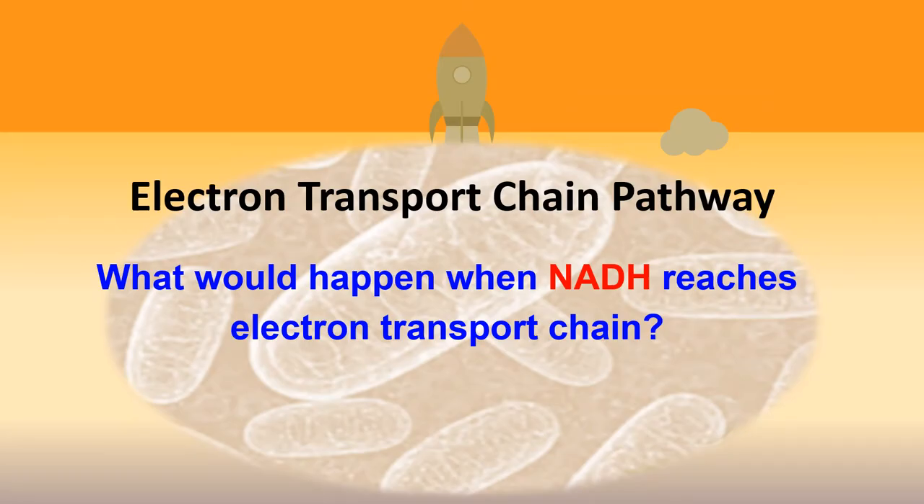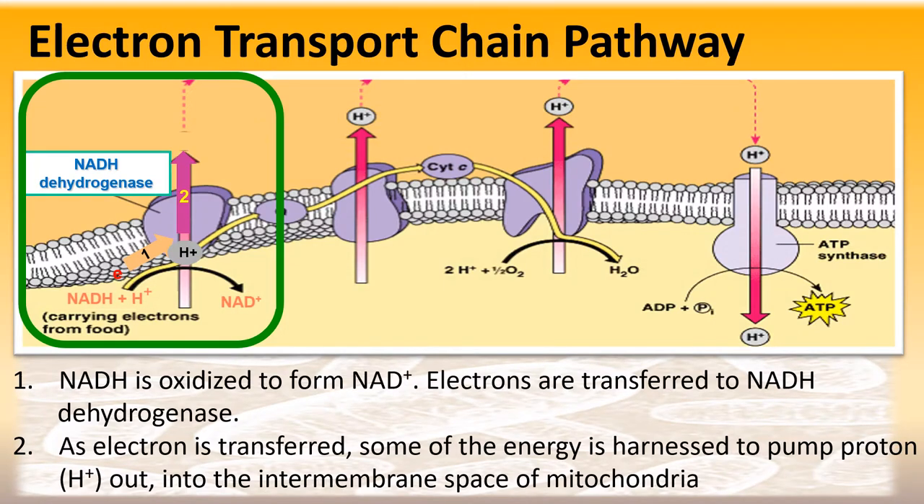What would happen when NADH reaches the electron transport chain? Let us look at the electron transport chain pathway in detail. NADH molecules from glycolysis, link reaction, and Krebs cycle carry their electrons to the inner mitochondrial membrane. NADH passes electrons to the NADH dehydrogenase. NADH is oxidized to form NAD+. As high energy electrons are transferred, some of the energy is harnessed to pump protons out from the matrix into the intermembrane space of the mitochondria.